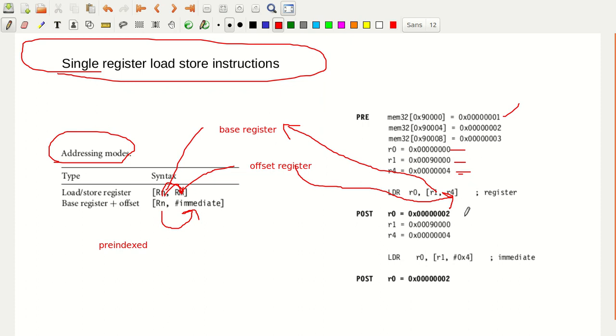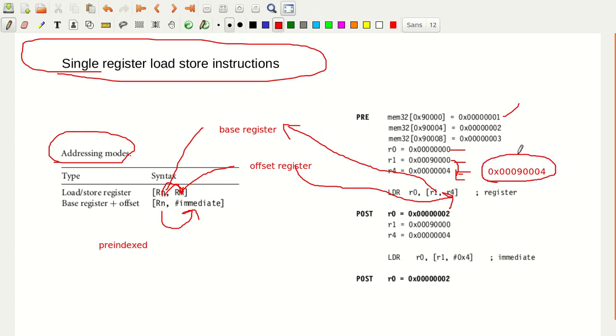Okay, there is one slight mistake. Okay, this is fine, this is right, so there is no mistake here. So this is 4 here. Now what is added here? R1 is added with R4. When R1 is added with R4, the value that you get here is 0x00090004. R1 is 0x000940, and when these two are added, you get 0x00090004. This is the address.